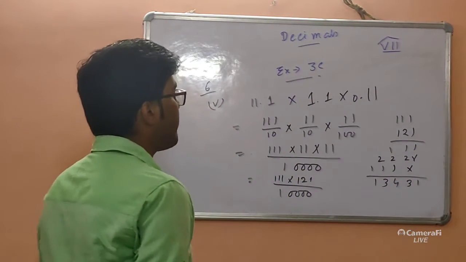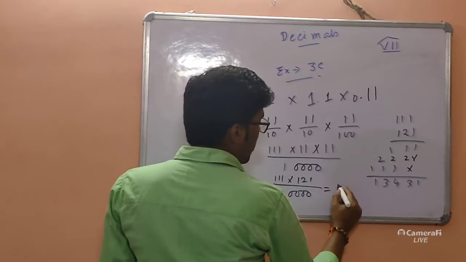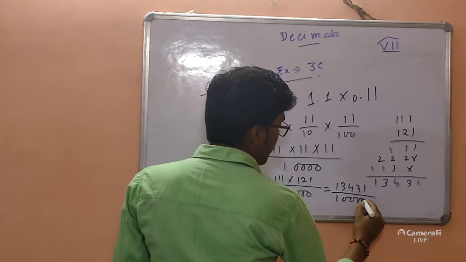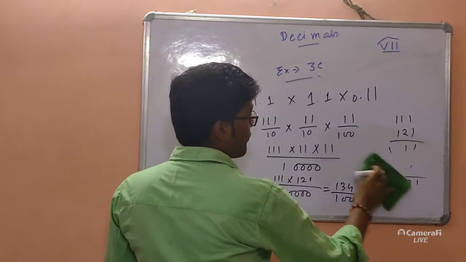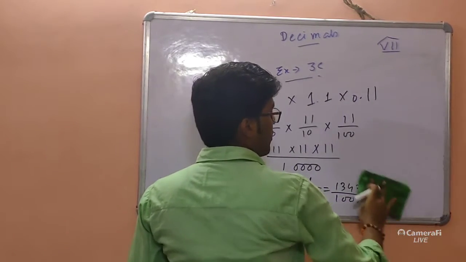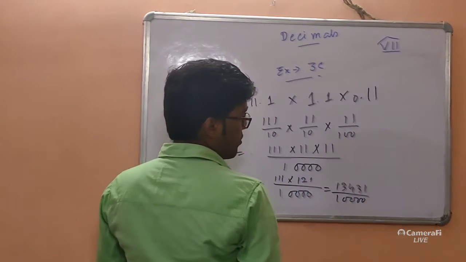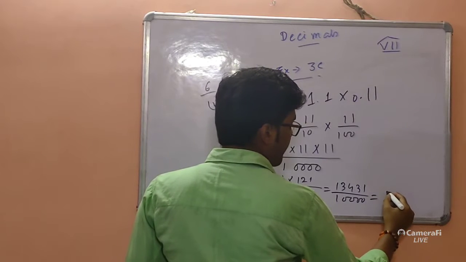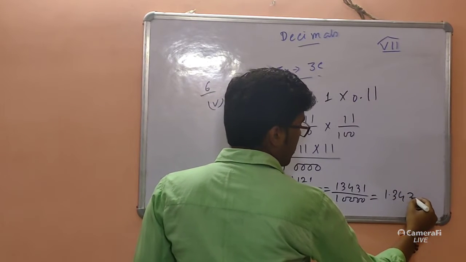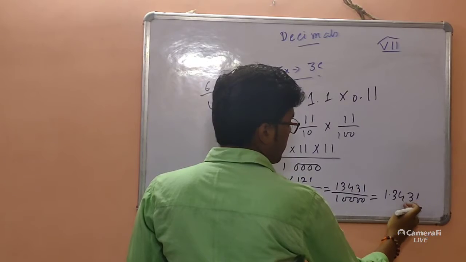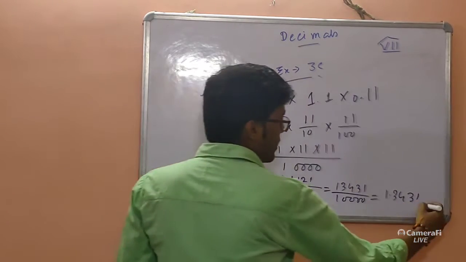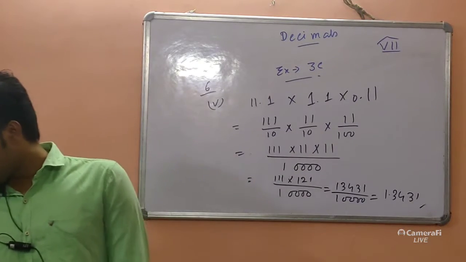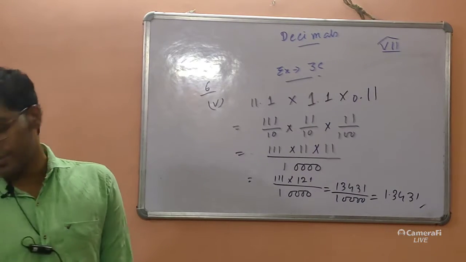So what do we have here? 13431 divided by 4 zeros. Therefore from the right, after 4 places we give the point. Clear? Therefore this is the answer. That's how it is done. Now let us move on.